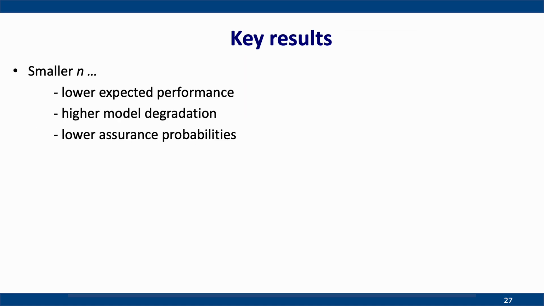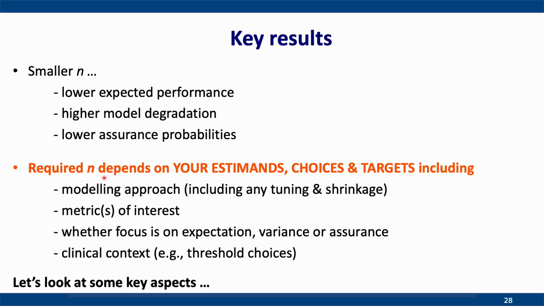So what are the key results? Smaller sample sizes lead to lower expected performance, higher model degradation, and lower assurance probabilities. And the required N depends on your estimands, your choices and targets of interest. Okay, so the user needs to do some work here. It's not just that you plug it in and say, okay, this is what you get. You really have to think about what you are targeting. What do you want the model to achieve? You need to decide that.